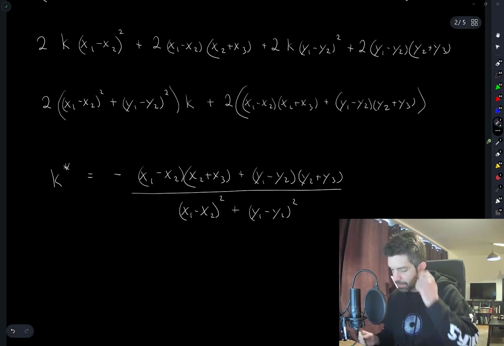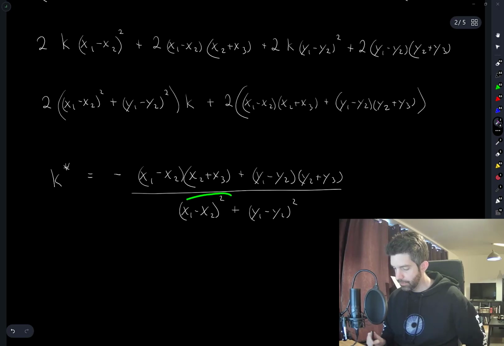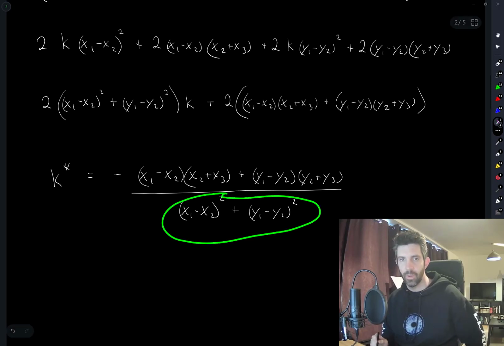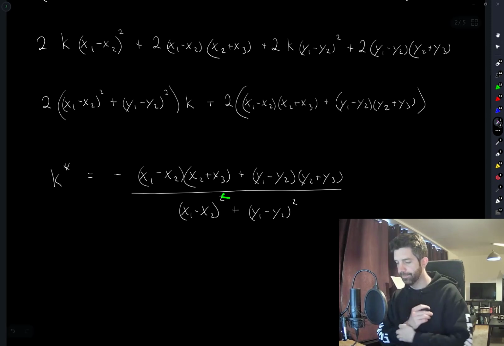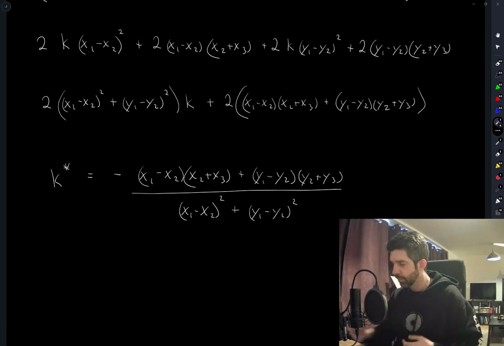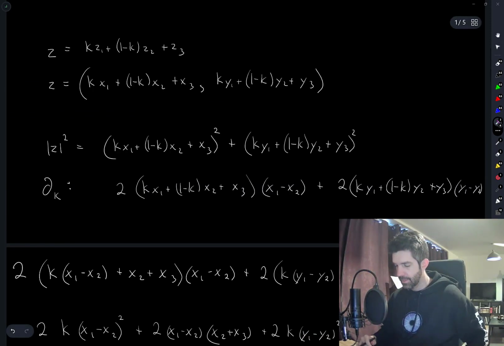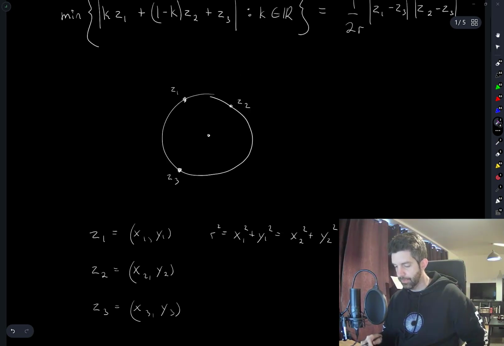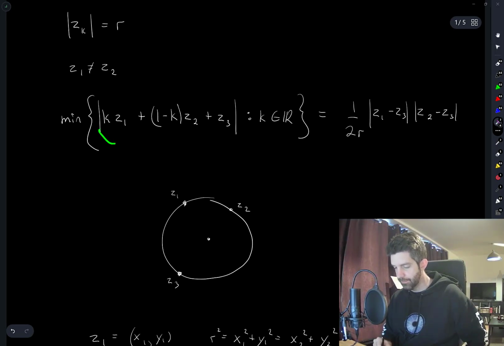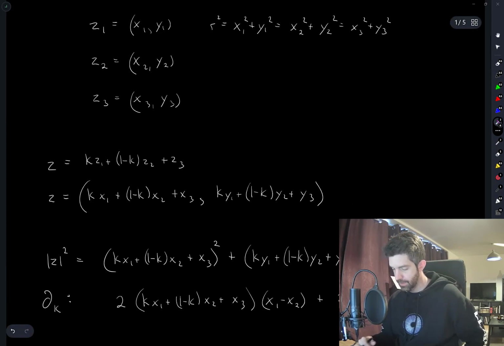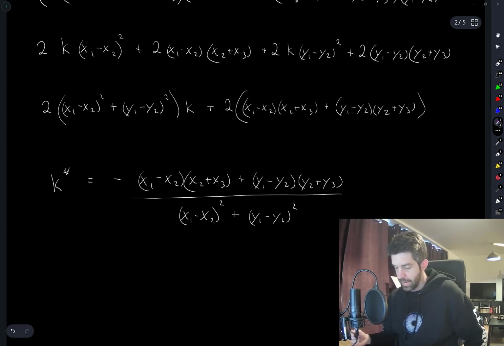So in terms of the algebra, this is the part where we need the points z1 and z2 to not be equal. Otherwise, this denominator would be 0. We wouldn't really have a well-defined line. This set would not be a line if z1 were equal to z2. It would only be a single point. It wouldn't actually depend on k. Okay, so that's the value of k, which attains the minimum distance from the origin.